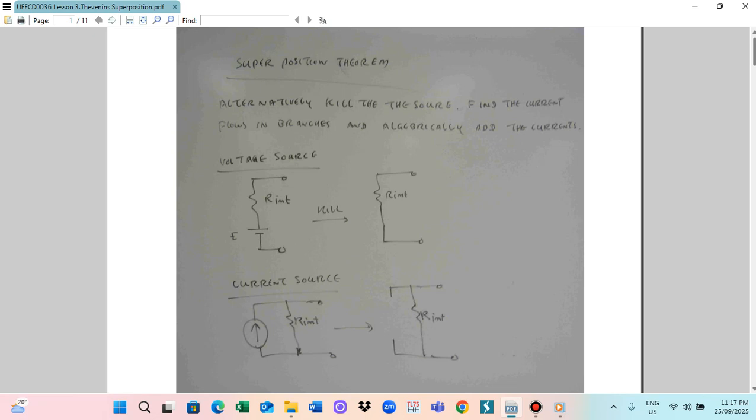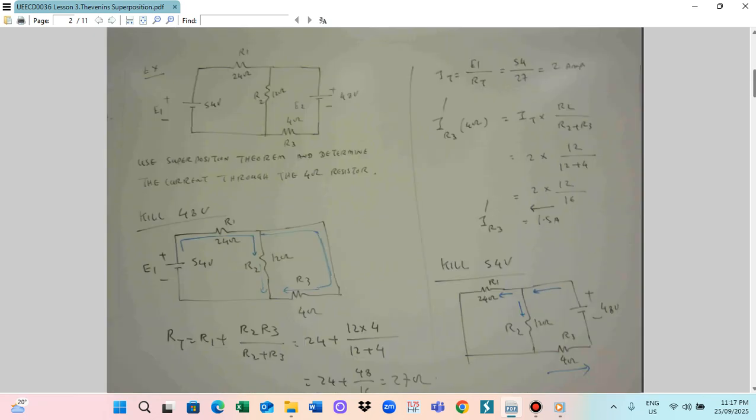Okay, I will give you one example. We have to use the superposition theorem to determine the current through the 4-ohm resistor. There are two sources: E1 is 54 volts and E2 is 48 volts. R1, R2, R3 are given as 24 ohm, 12 ohm, and 4 ohm. We have to find the current in the 4-ohm resistor.